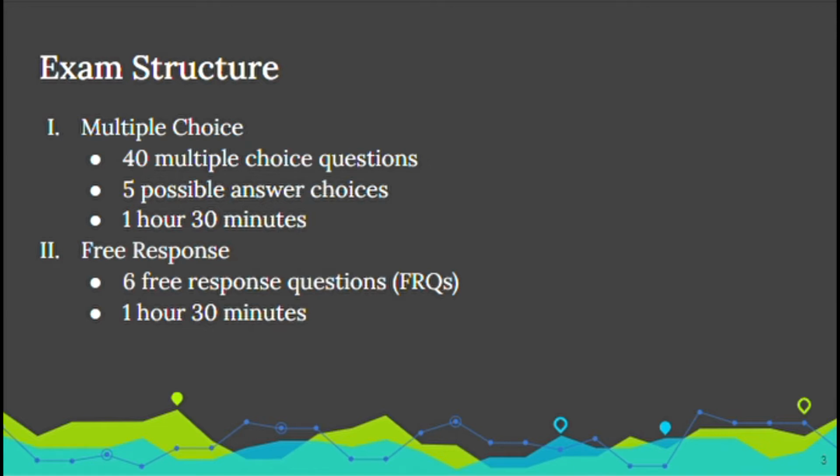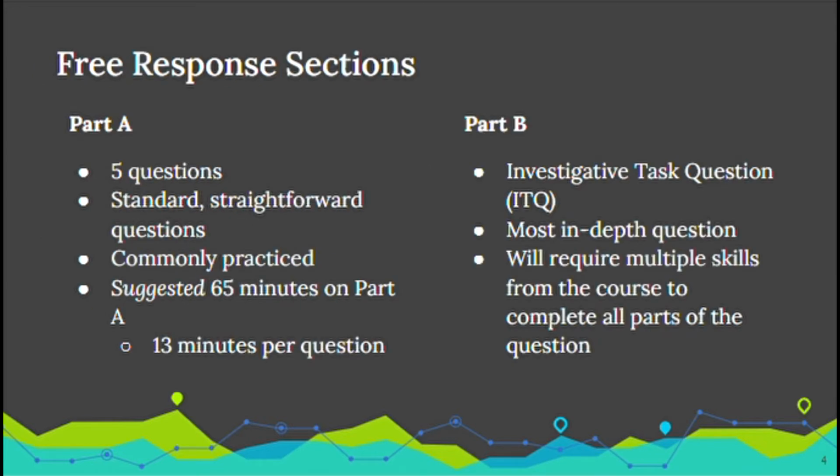With free response, 6 FRQs, 5 of them are short, 1 of them is longer. We'll get to that in the next slide. And again, you've got an hour and 30 minutes. The free response is in 2 sections, Part A and Part B. Part A is 5 questions. These are your standard, straightforward questions focusing on one area from the curriculum. They're going to be the ones that you're commonly practicing if you're doing practice in school, in your course, or online on your own. It's probably going to be these questions.